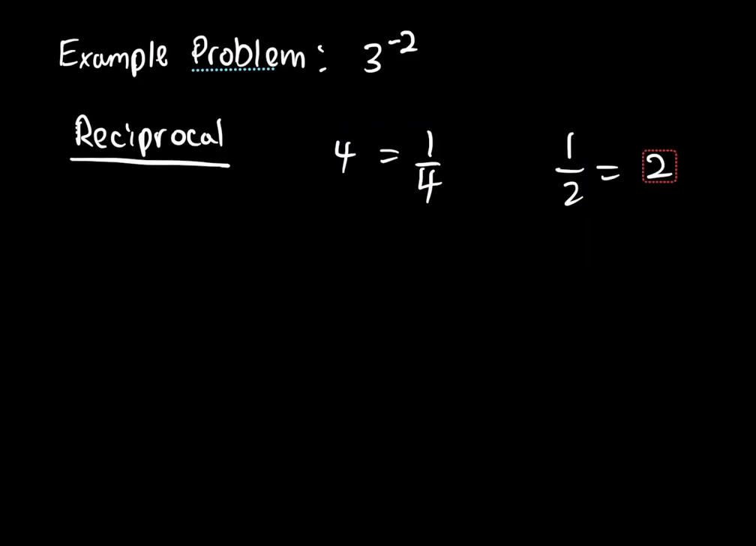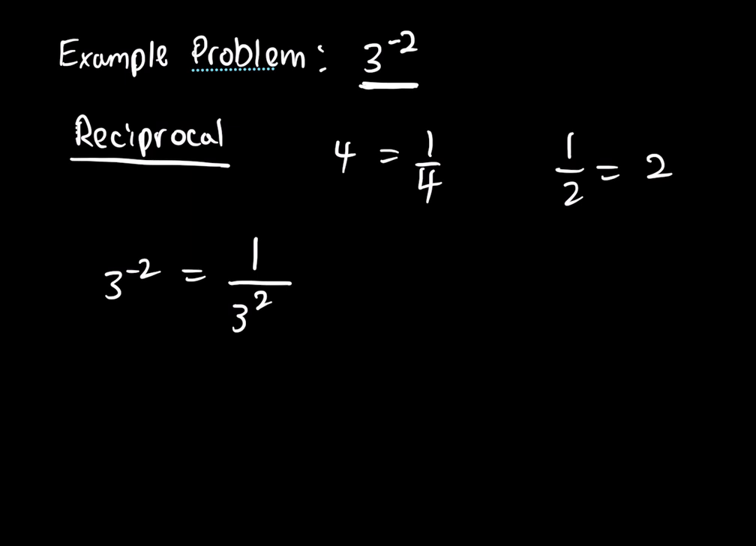Okay, so now that we understand that, we're going to basically use that concept to solve 3 to the negative 2. So when we take the reciprocal of 3 to the negative 2, that is 1 over 3 squared. And notice one thing, right? The negative 2 actually turns into a positive 2, right?